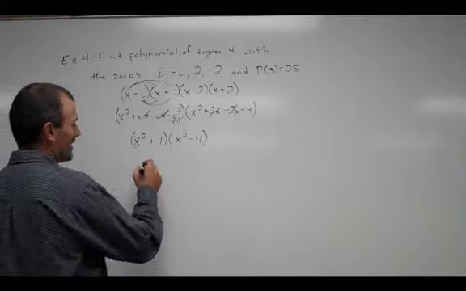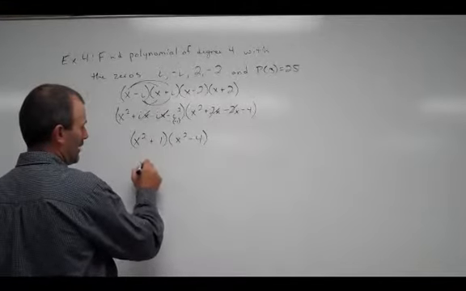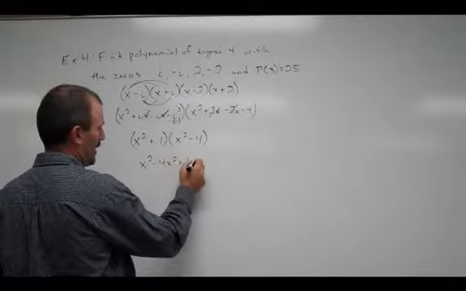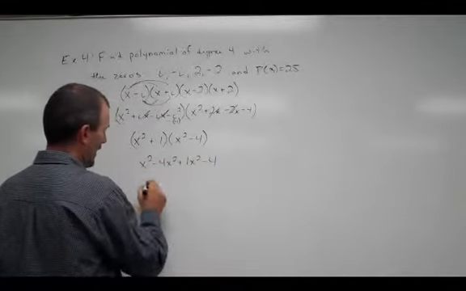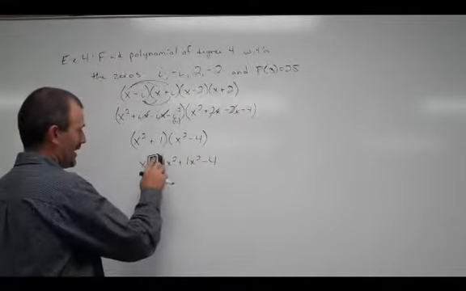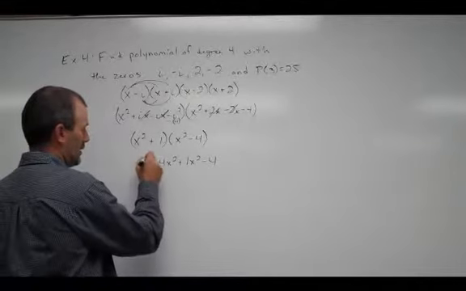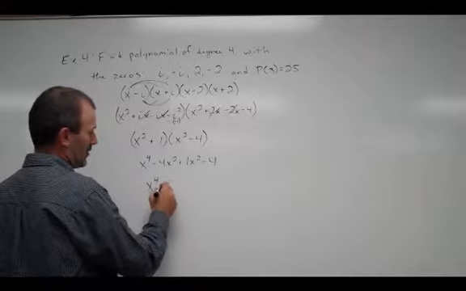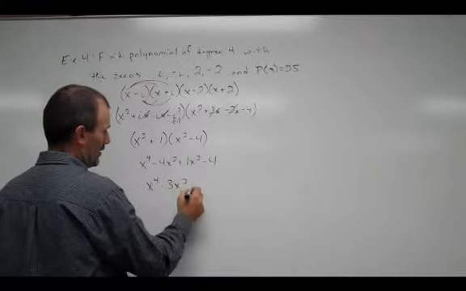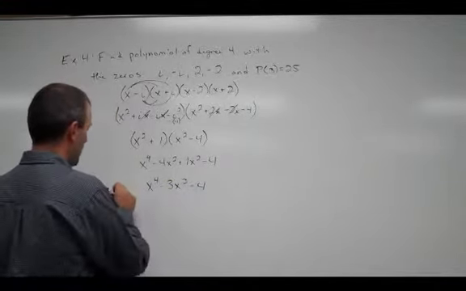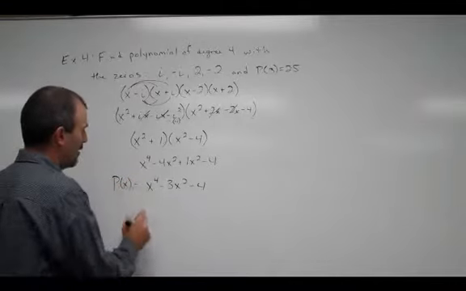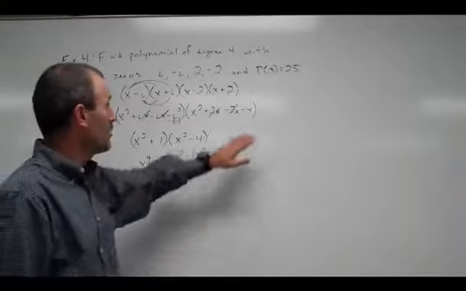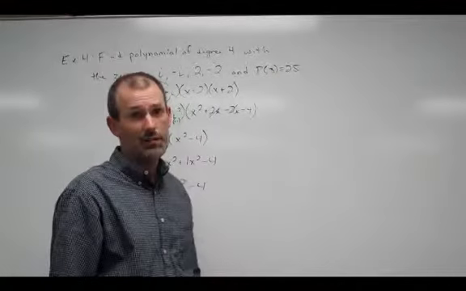So when we multiply this, again FOILing it, sorry, this is not right, x to the 4th should be here, x squared times x squared. That gives us x to the 4th minus 3x squared minus 4. Now, this polynomial right here would have these 4 zeros. But the additional condition we were given is that p of 3 equals 25.